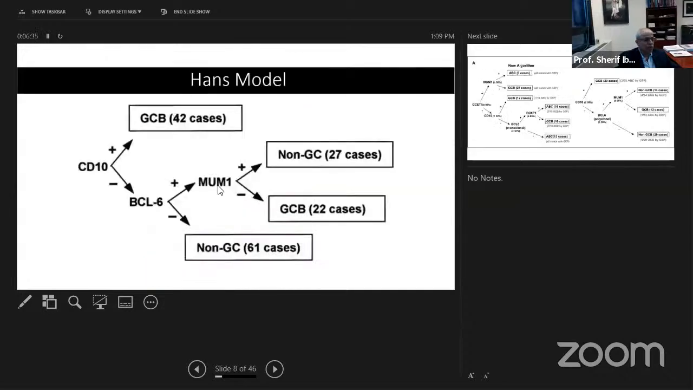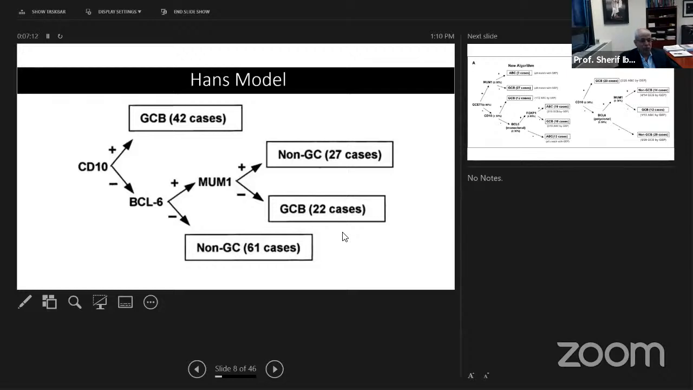In 2005, University of Nebraska came up with a very simple model. It's called the HANS model. It's an algorithm. Basically, you stain diffuse large cell lymphomas with three markers, CD10, BCL6, MUM1. You stain with CD10. If the lymphoma is positive, then it's the germinal center type. If it's negative, then you stain with BCL6. If BCL6 is negative, it's a non-germinal center type. However, if BCL6 is positive, you go to MUM1. MUM1 positive is a non-germinal center. If MUM1 is negative, it's a germinal center type lymphoma.